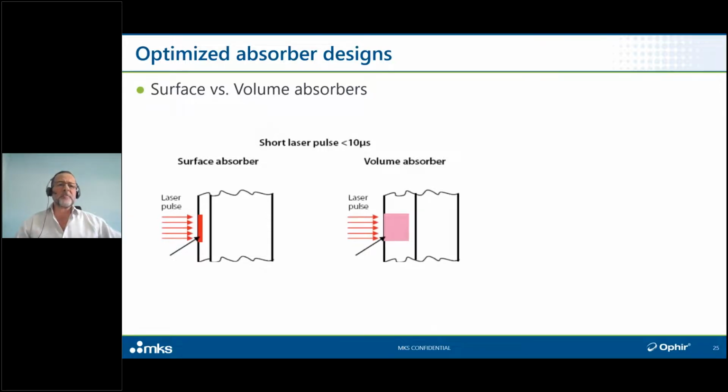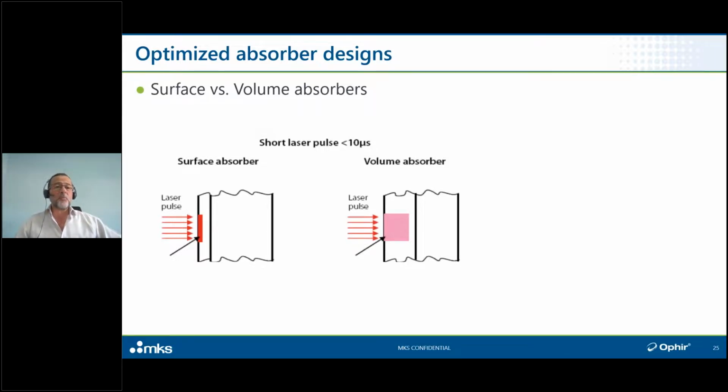We call them surface absorbers and volume absorbers. A surface absorber is an opaque material. In many Ophir sensors, we have surface absorbers consisting of some kind of a ceramic coating or various types of other coatings, or cemented on windows of specific materials, whatever.